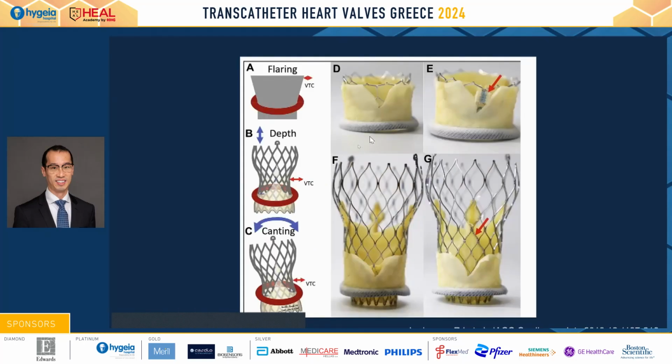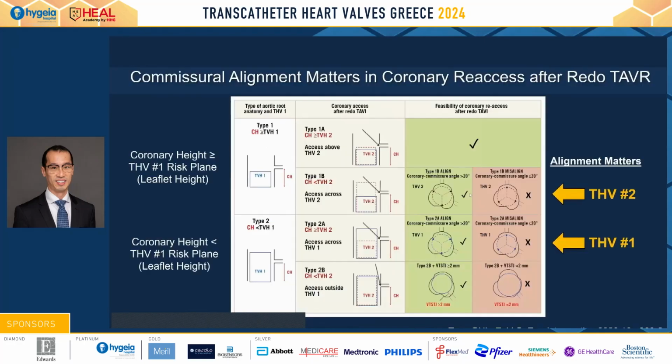Now, commissure alignment is also important for TAV in SAVR because you can see this here on panels E and G, that even if you have leaflet modification, if you have a commissure post facing the split portion of the leaflet, you still have coronary obstruction risk. So clearly this is important for TAV in SAVR, even with leaflet modification.